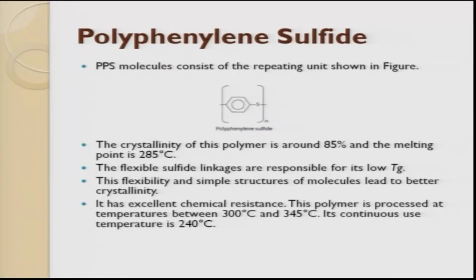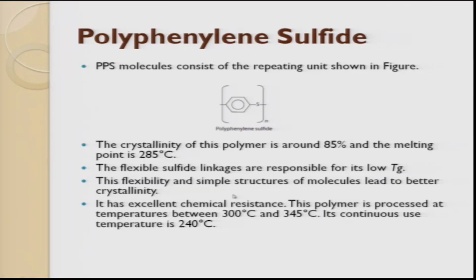Next is polyphenylene sulfide. So the PPS molecule consists of a repetition unit of this figure. This is the unit cell. The crystallinity of this polymer is around 85% and the melting point is around 285 degrees Celsius. The flexible sulfide linkages are responsible for lowering the glass transition temperature. Why is glass transition temperature important? Because it is very clear: this is the temperature where you take the polymer and afterwards process it to give a required shape and size. The flexibility and the simple structure of the molecules lead to better crystallinity.